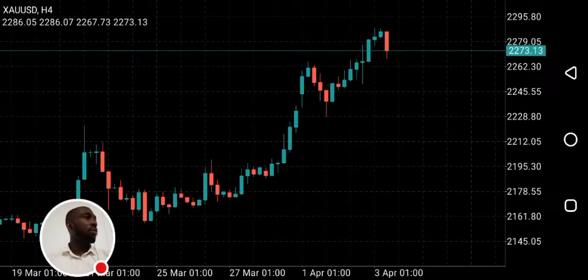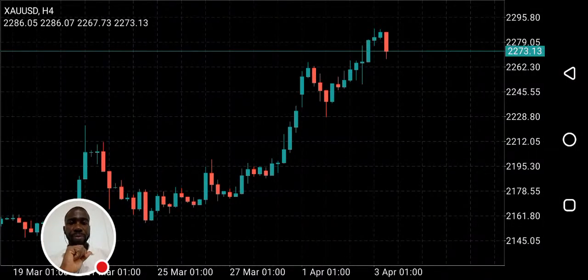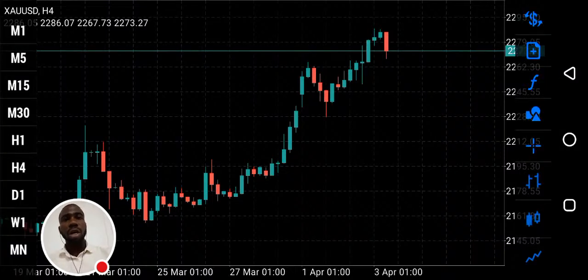Gold is bearish. If the current 4 hour candle closes bearish, that will be the right time to sell gold. I think this candle will close by 11, right? 11 or 12 p.m. Okay, 11 a.m. or 12 p.m. If it closes bearish, you should consider selling gold.